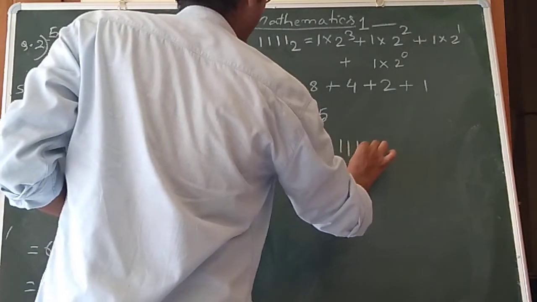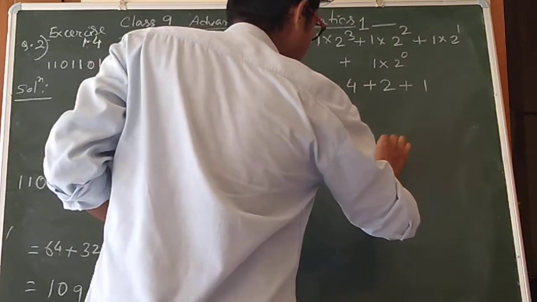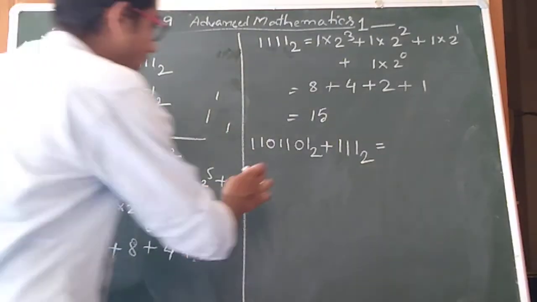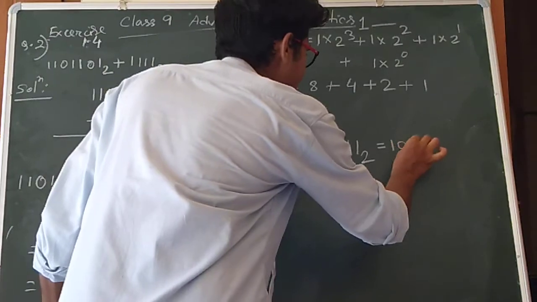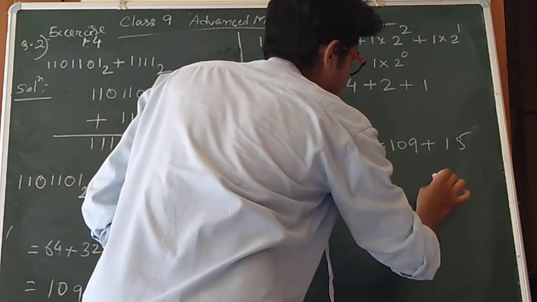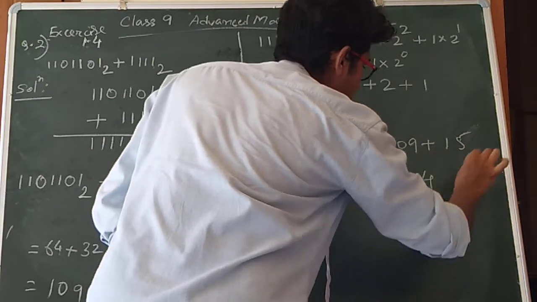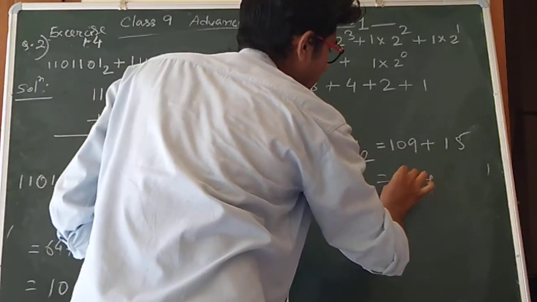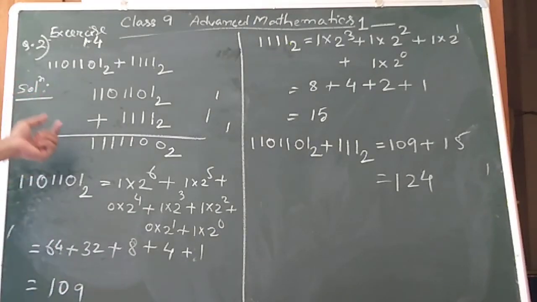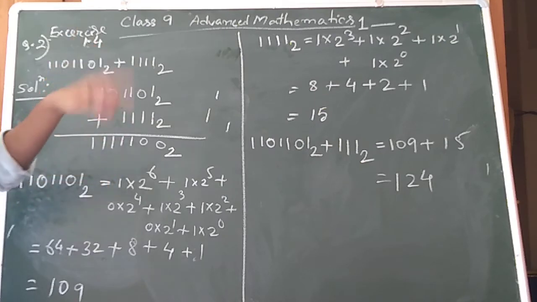So we add 1101101 base 2 plus 1111 base 2. What is the decimal form of these two numbers? The first number is 109 and the second number is 15. 109 plus 15 is 124.